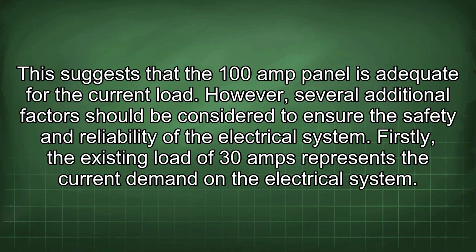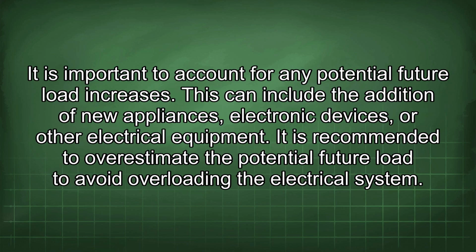Firstly, the existing load of 30 amps represents the current demand on the electrical system. It is important to account for any potential future load increases. This can include the addition of new appliances, electronic devices, or other electrical equipment. It is recommended to overestimate the potential future load to avoid overloading the electrical system.